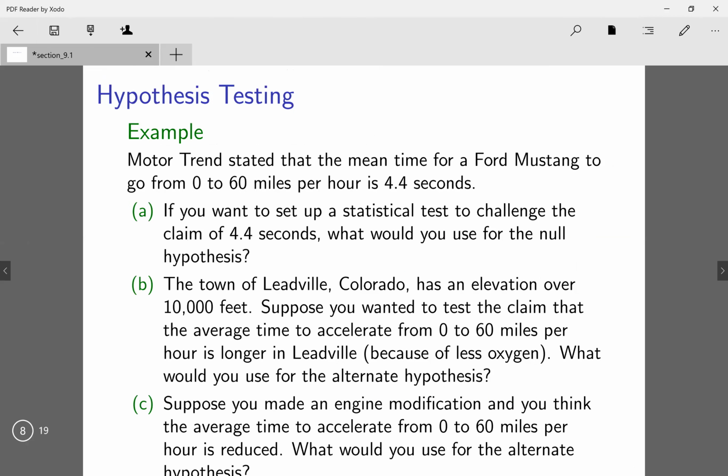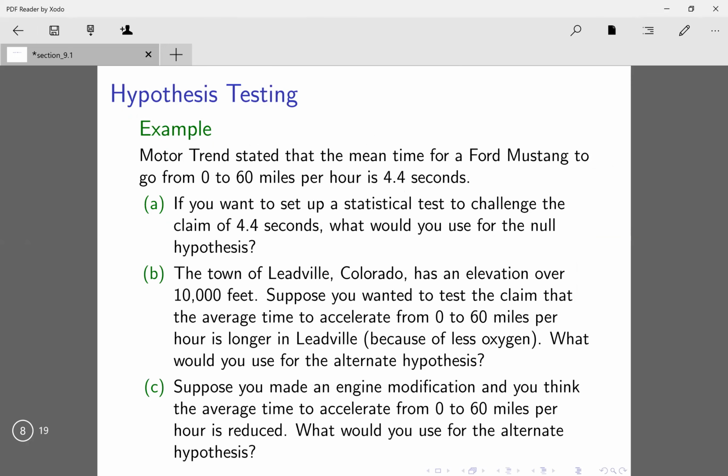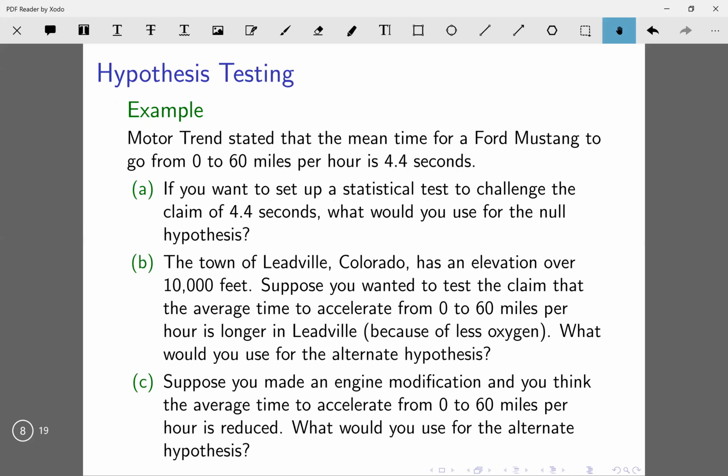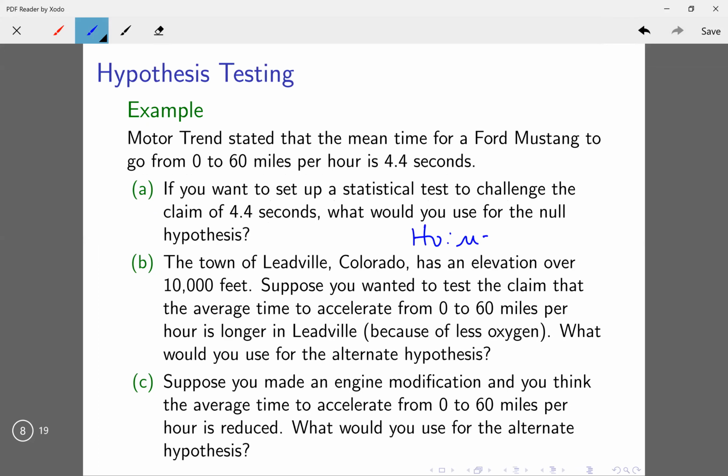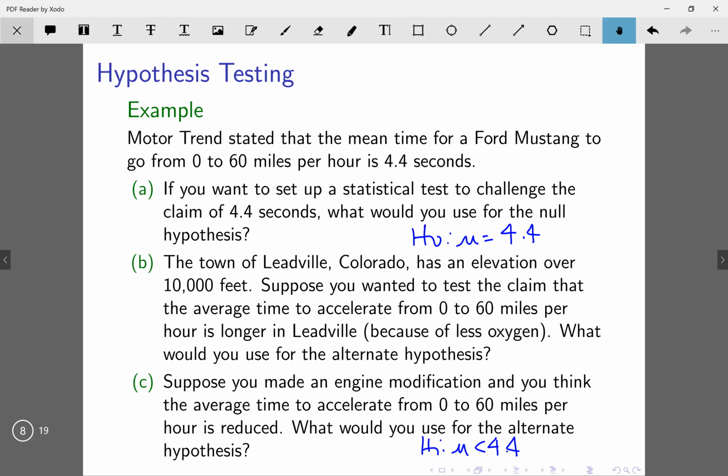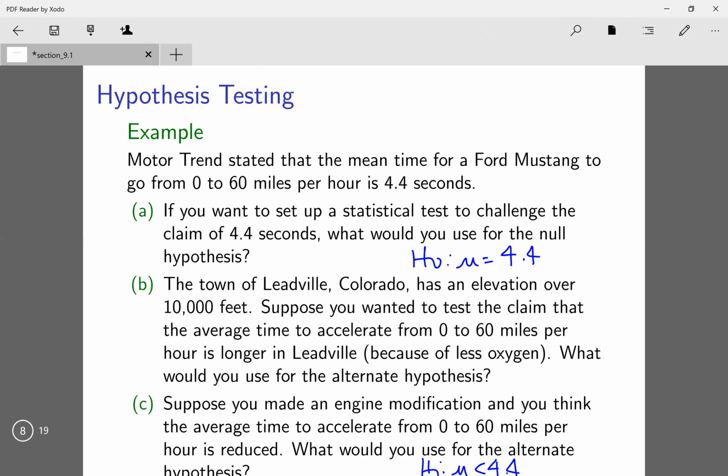All right, this one's a little hard to see, so let's zoom out a little bit. So now we're going to do part C. Suppose you made an engine modification and you think the average time to accelerate from 0 to 60 is reduced. What's the new alternate hypothesis? Well, I think you can write down in your notes the alternate hypothesis, is that it takes less time to go from 0 to 60 because you made your engine better, and therefore the car will go faster and it will take less time to go from 0 to 60.